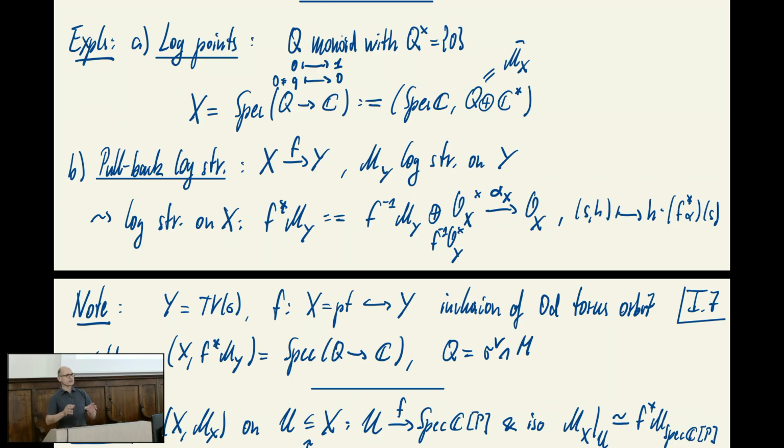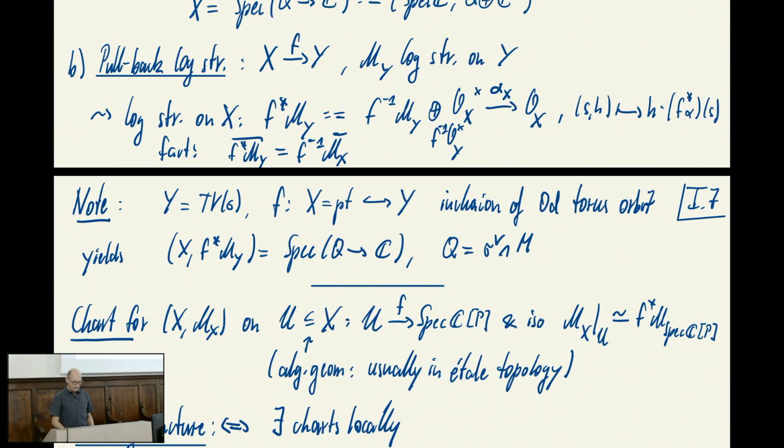In any case, that gives an abstract way to produce a log structure on X whenever you have one on Y. I didn't say this, but maybe I should put it in here: the fact is that f upper star M_Y bar is the same as the pullback of M_X bar. So it's a kind of minimal log structure that preserves the discrete nature of this thing.